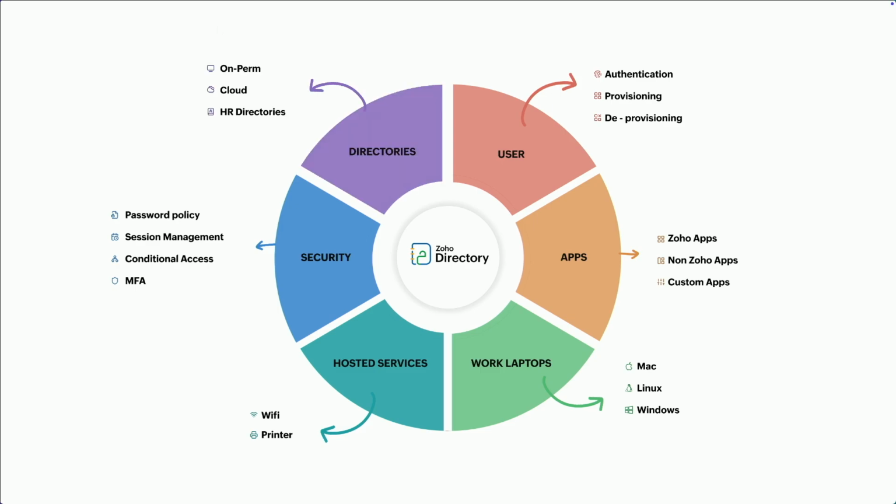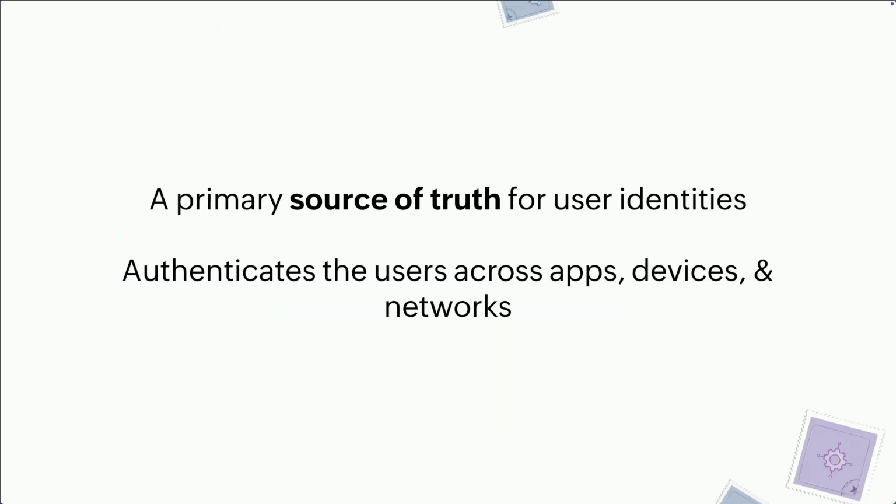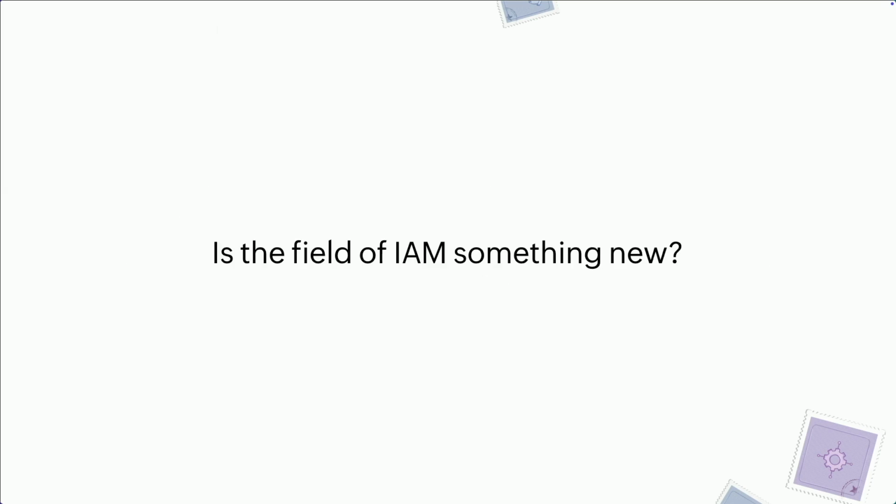And last but not the least, some people might ask, I need to migrate from an external source to Zoho Directory. For that, we allow syncing of users from a different source to Zoho Directory also. This flavor is what we are going to focus on, and this is called the identity provider, where Zoho Directory acts as the primary source of truth for your identities and authenticates the users across all their resources such as apps, devices, and networks. But is the field of identity and access management something new?